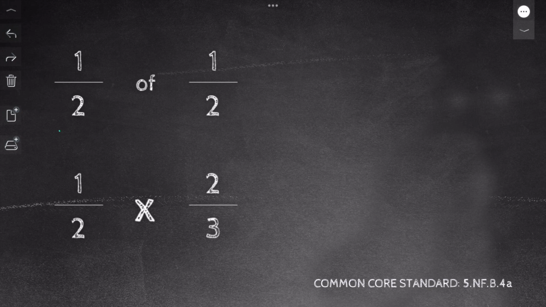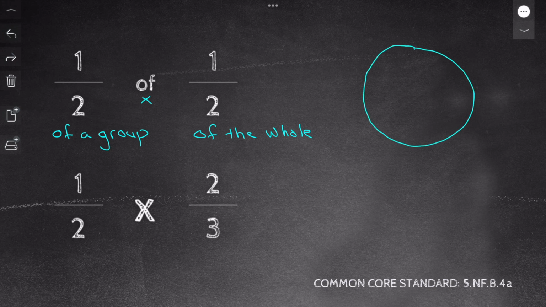So we have 1/2 of a group. We don't even have a full group. Of means to multiply, and then we have half pieces, or half of it. So we have half of a group, and we have half of a whole. So let's pretend we're eating a pizza. We only have half of our pizza left over.